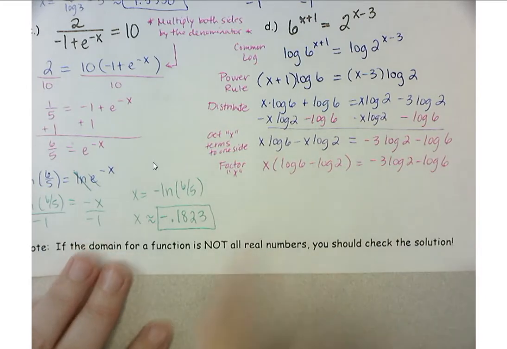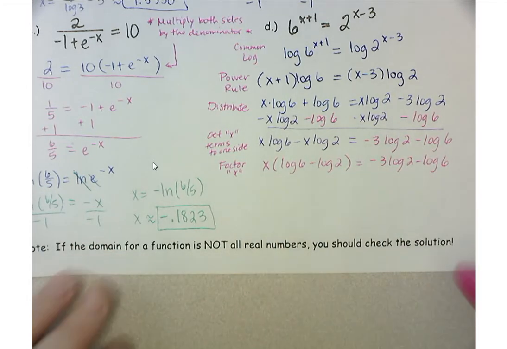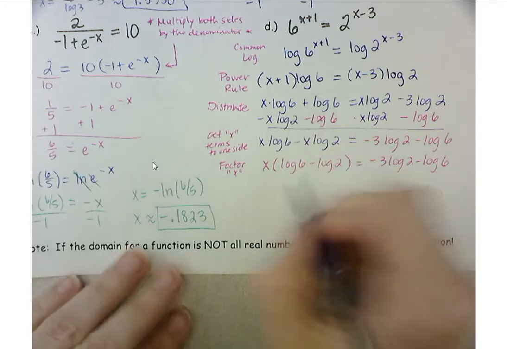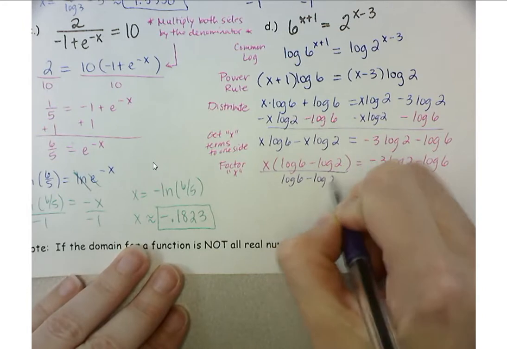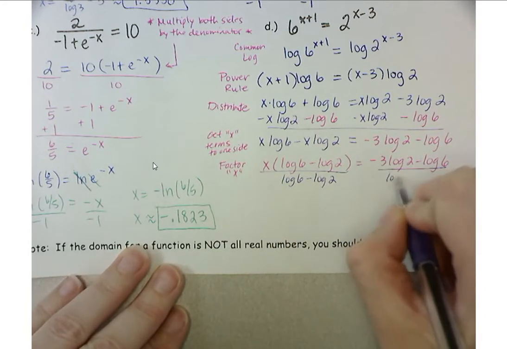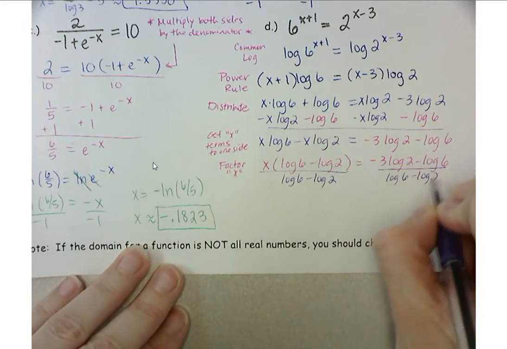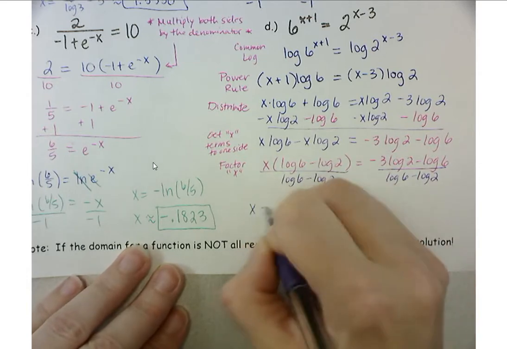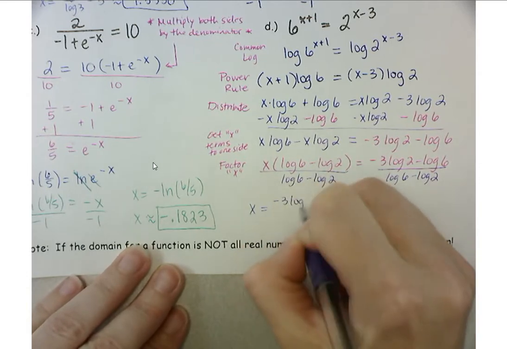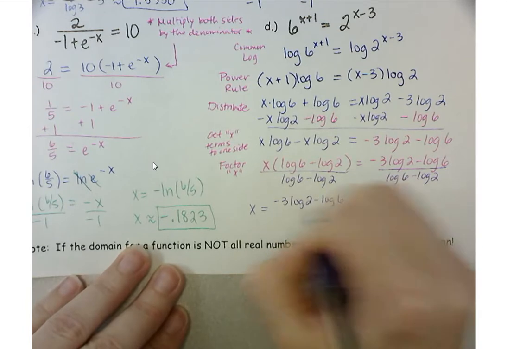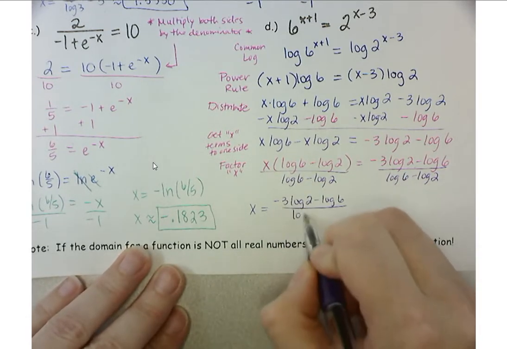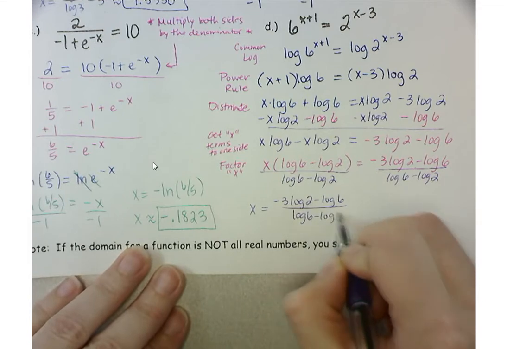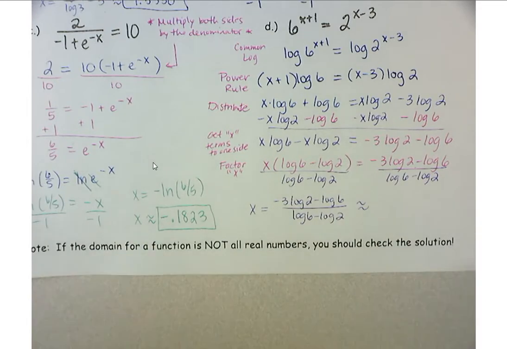And then my final step to get x by itself is to divide. So I would divide the log of 6 minus the log of 2. Okay, so x is going to equal, I'm just going to write this out first before I compute it. So negative 3 log of 2 minus log of 6 over the log of 6 minus the log of 2. And then I'm going to do my computation.